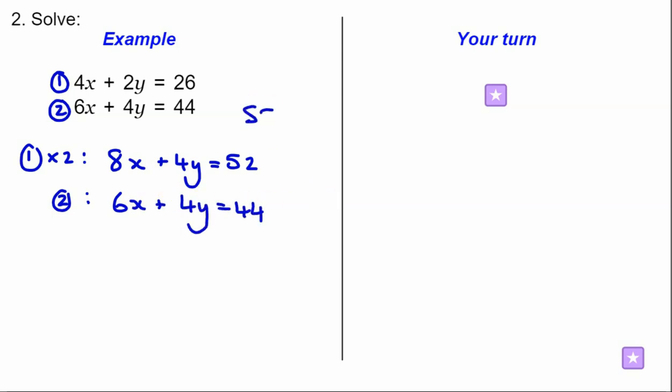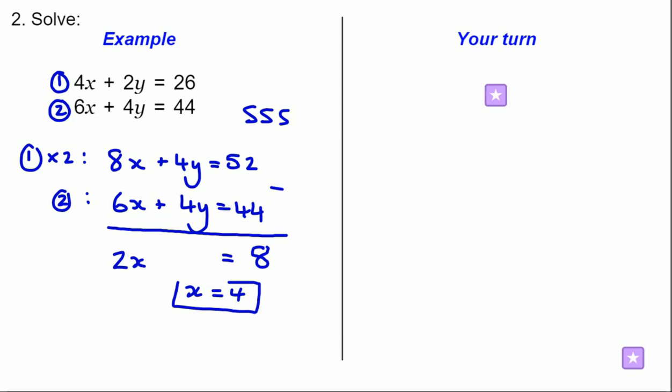Same side, subtract. Same sign, subtract. So 8x take away 6x is 2x. This would cancel to be 0. And 52 take away 44 is 8. So x equals to 4. Put a little box around that because that's one of our answers. And let's go and substitute that into any of them. I'm going to substitute it into the original number 1.